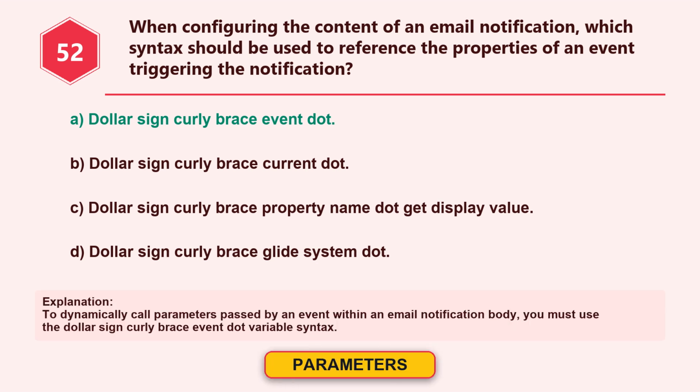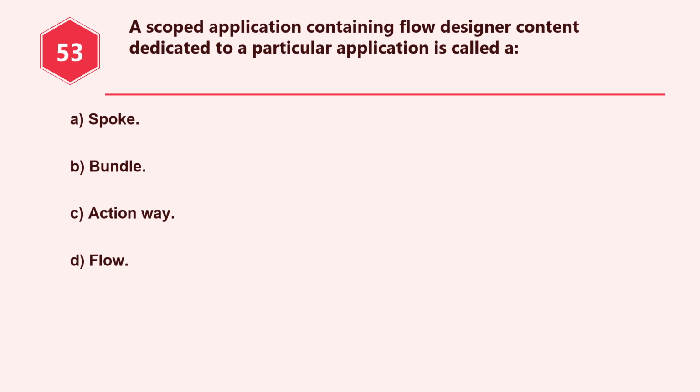To dynamically call parameters passed by an event within an email notification body, you must use the ${event.variable} syntax. Question 53. A scoped application containing Flow Designer content dedicated to a particular application is called a. Option A, spoke. Option B, bundle. Option C, actionway. Option D, flow.